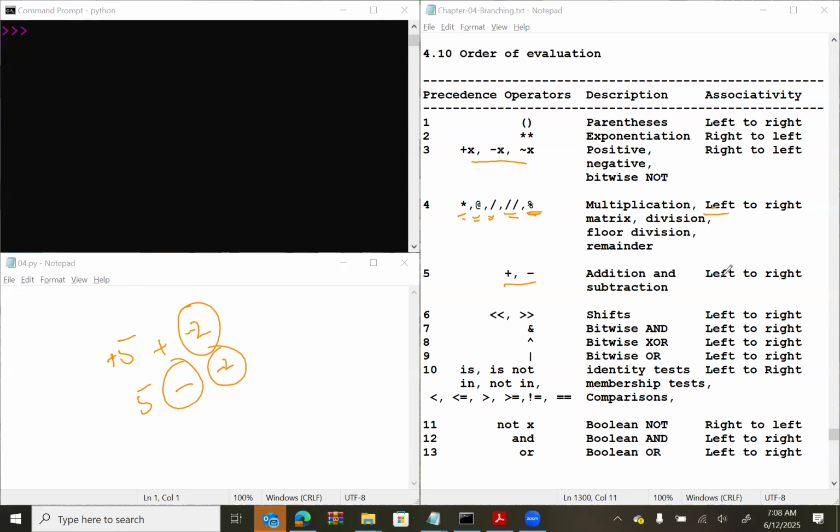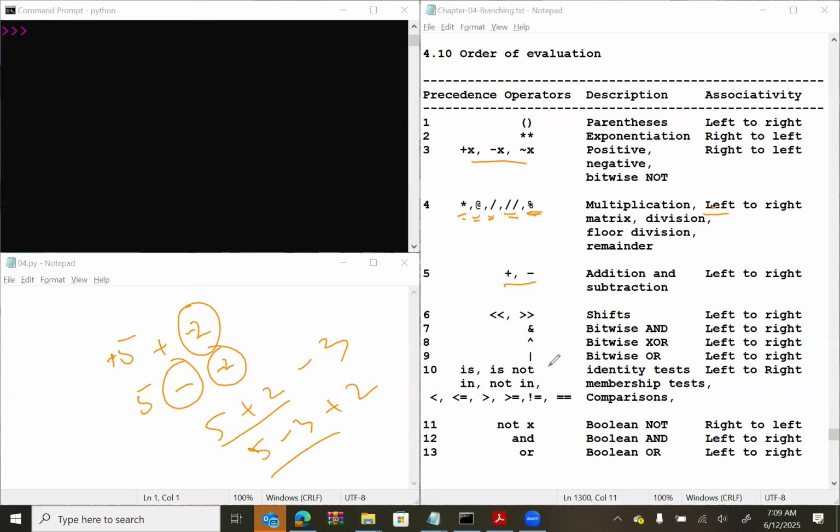Again, with 5 plus 2 minus 3, anything that is on the left side will be solved first and the next will follow. So if we have 5 minus 3 plus 2, the left side will be solved first. Then we have the shift operator. We'll not talk about that. I think this is not part of the curriculum. Similarly, bitwise operators, we will ignore that.